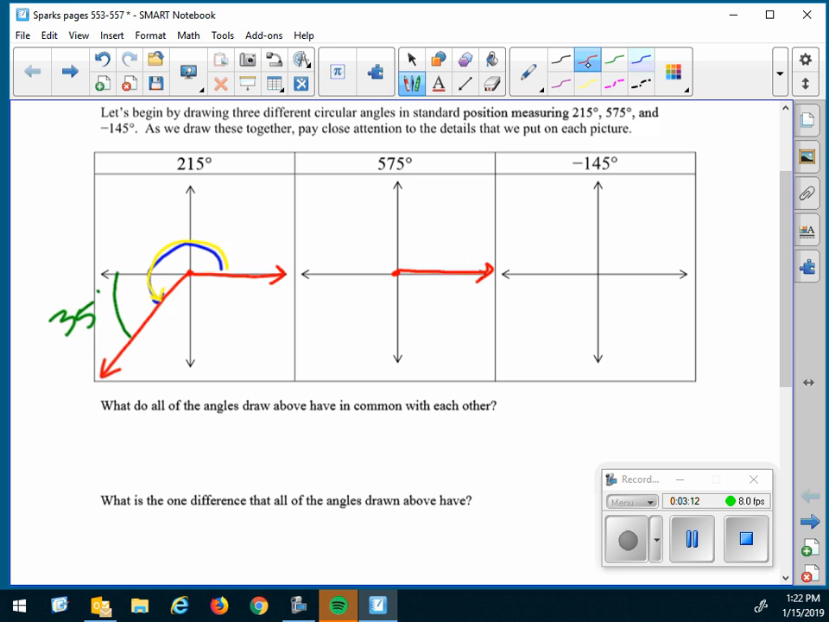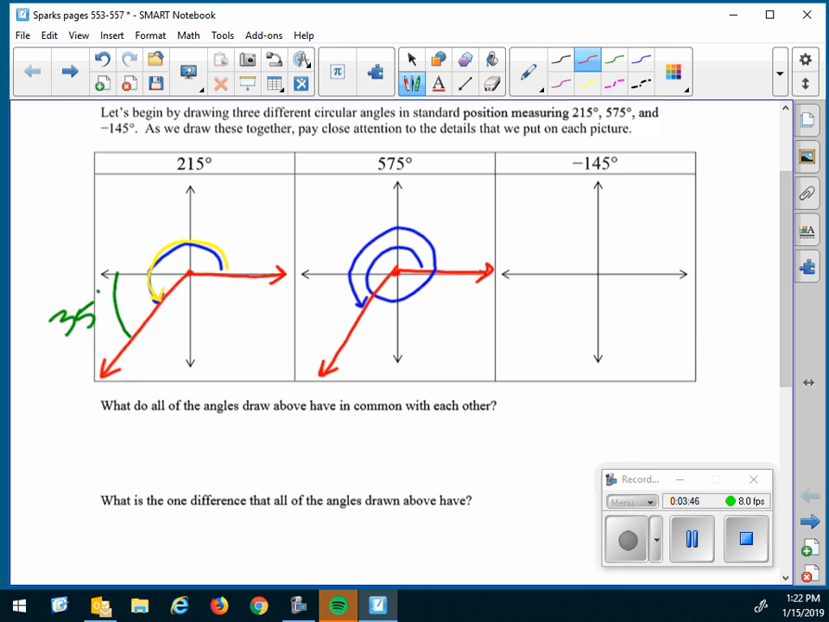575 degrees. 90, 180, 270, 360, 450, 540, and a little bit. No, not to scale. Oh my goodness, this is not to scale. Oh, it looks like a snail.